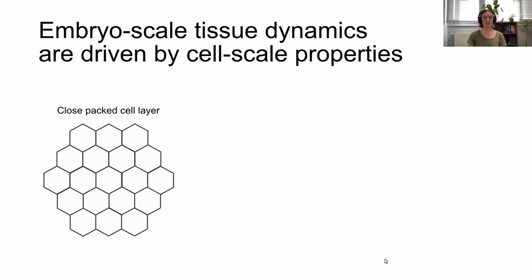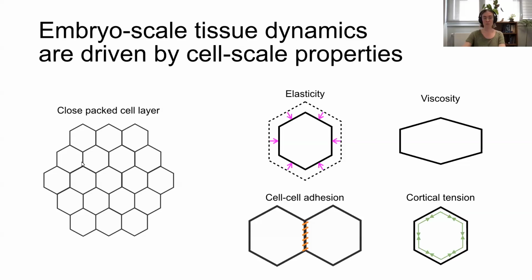So in order to understand the dynamics of the tissue, we need to consider the physical properties of the cells that make up the tissue. Here I have a schematic of a tissue that's just composed of cells that are packed together. And the cells can have differential properties. So cells can have elasticity and viscosity in response to external stresses.